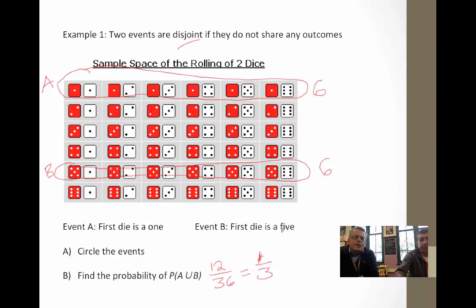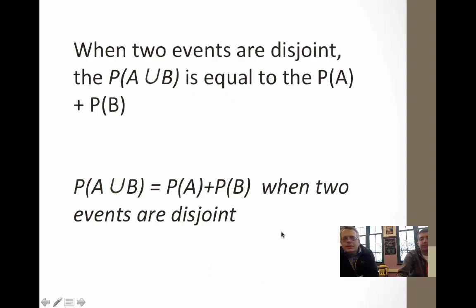So this is one of the probability laws, or part of it. When two events are disjoint, the probability of the union is equal to P of A plus P of B. Okay, so let's see another example of this.